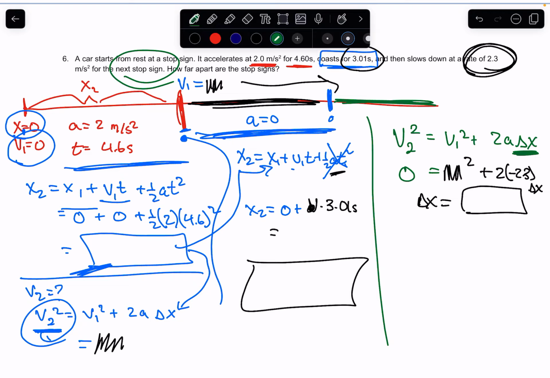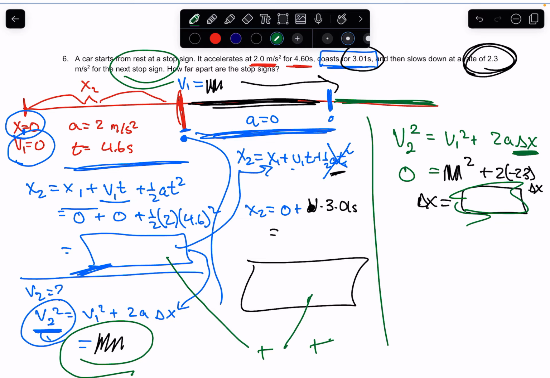Maybe make this the green number. And you're going to then add the blue number. So it'll be this plus this plus this. So it's a kind of convoluted problem because you have three separate parts and you have to figure them out one at a time and then add them.